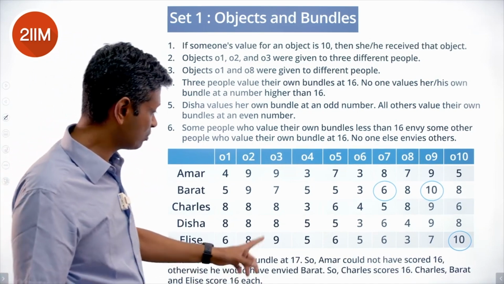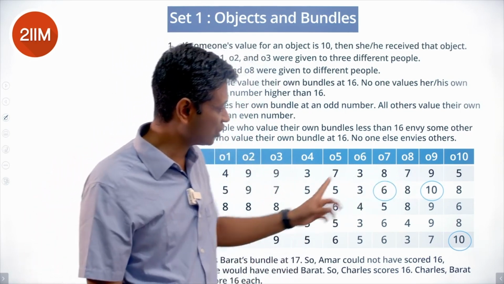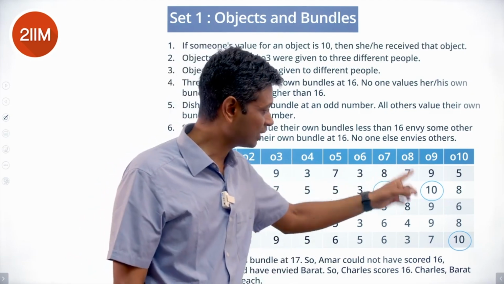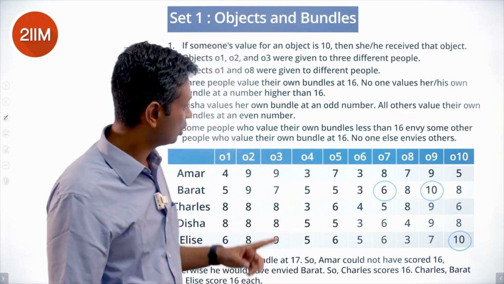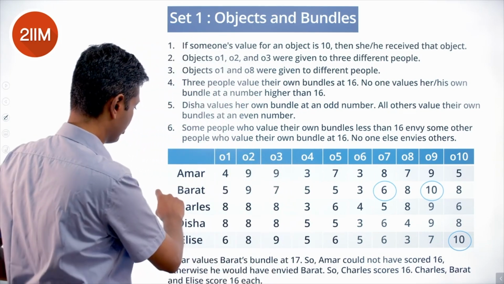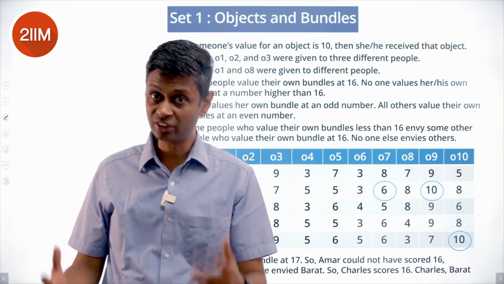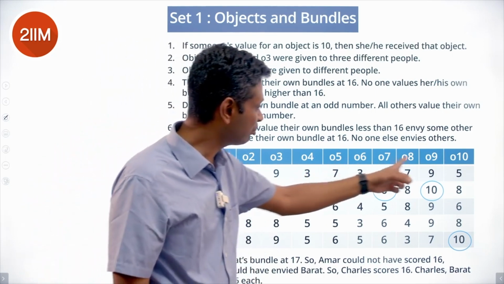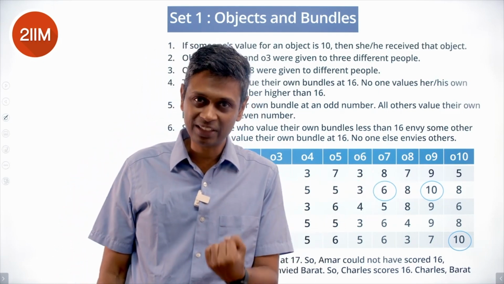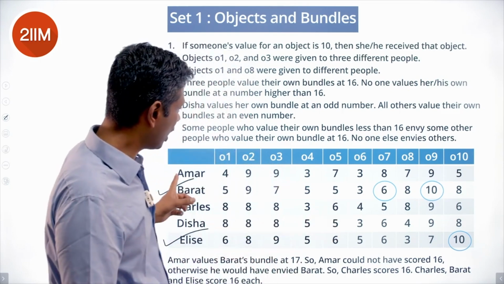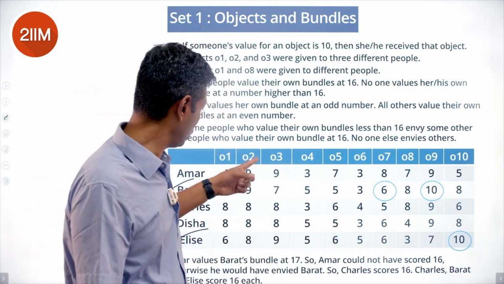Now, Amar values Bharat's bundle at 17. Very interesting. 8 plus 9 is 17. Now, Bharat has got 16 and Amar values Bharat's bundle at 17, so Amar could not have got 16. This is super useful for us, because if Amar did not get 16, that means Barat, Charles and Elise got 16, which is nice, wonderful. This hands it on a platter to us. Amar got 8 plus 9. Amar will value Barat's bundle at 17. That is definitely higher than what Amar will end up with for himself, because nobody has got more than 16. So Amar will envy Barat.